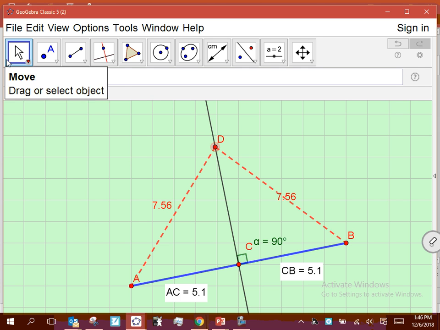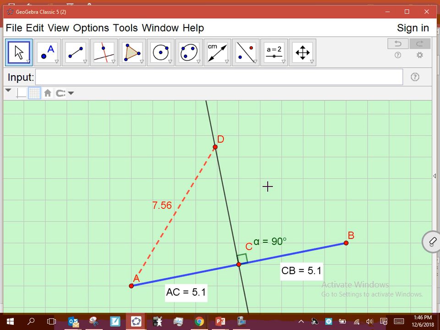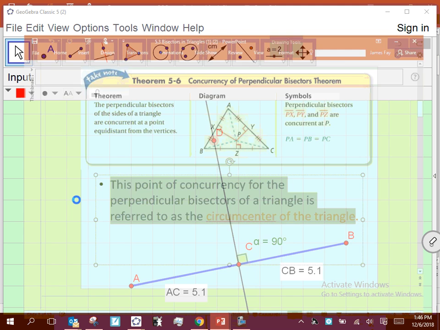5.8, 7.56, okay? Is that right, everybody? So how do we write that? What we say in our theorem is that any point that is on a perpendicular bisector is equidistant from the endpoints of the segment getting bisected. Does that make sense? Okay. So I'll give you a minute to write that down.